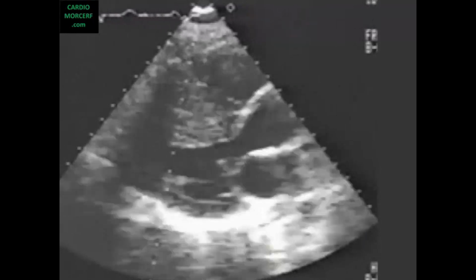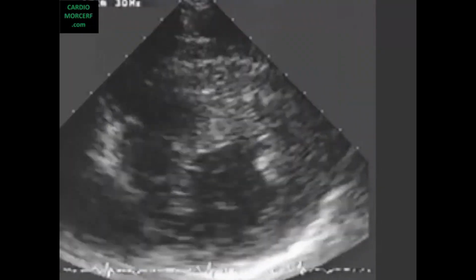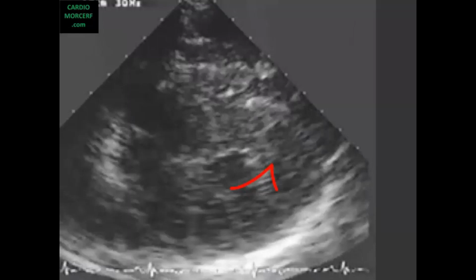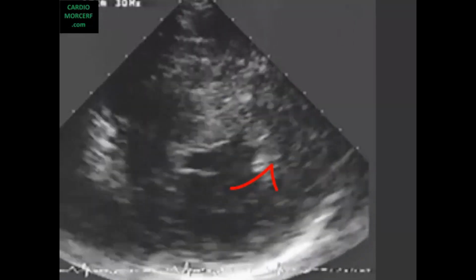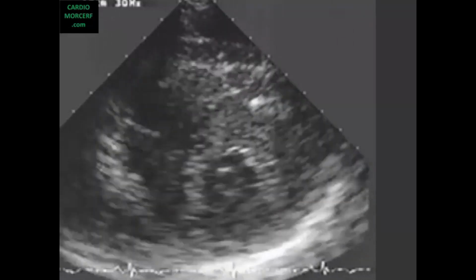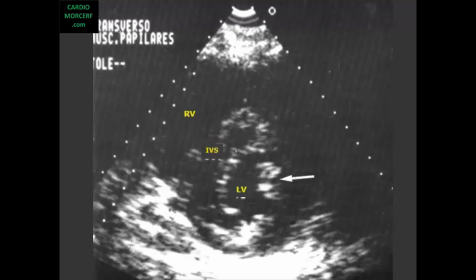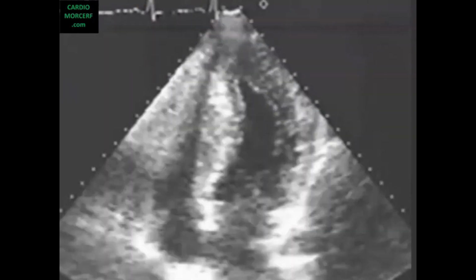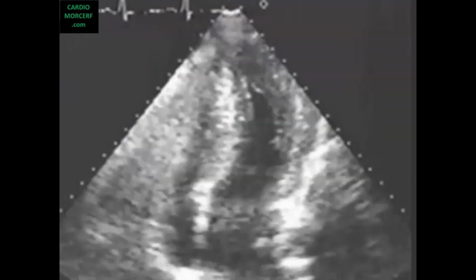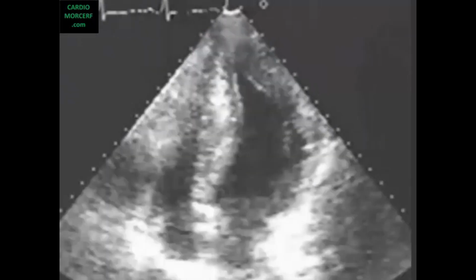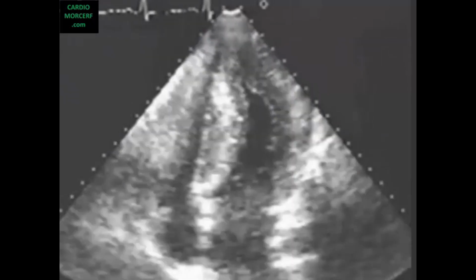Another abnormality, as said before, is the situation of the anterolateral papillary muscle more anteriorly at 1 or 2 o'clock. Another different aspect of the left ventricle is this banana shape. All these are characteristic of the hypertrophic cardiomyopathy.